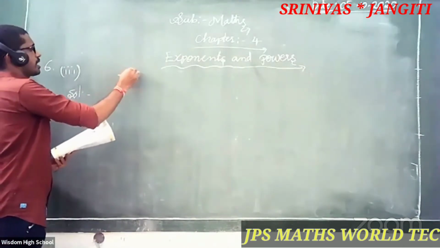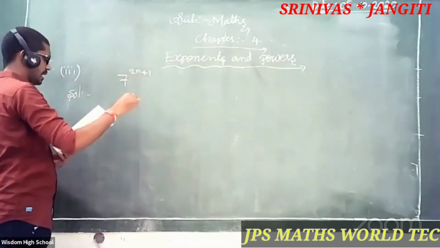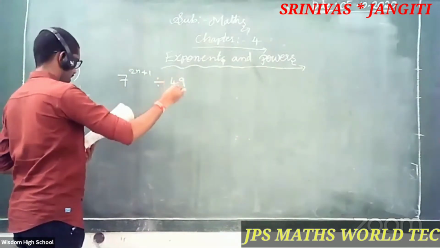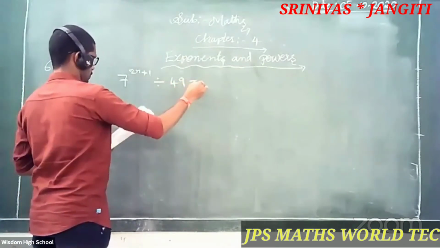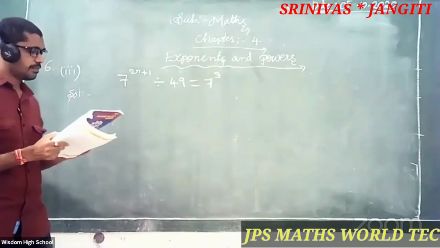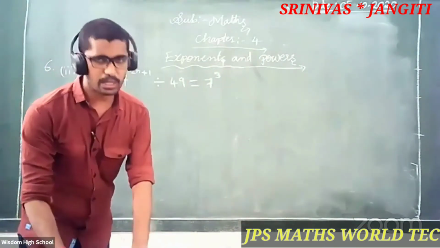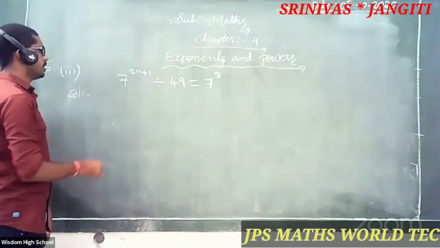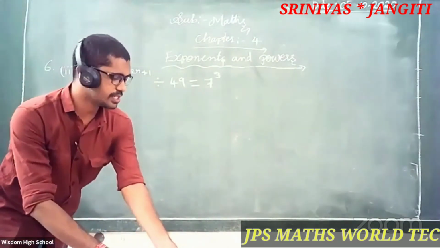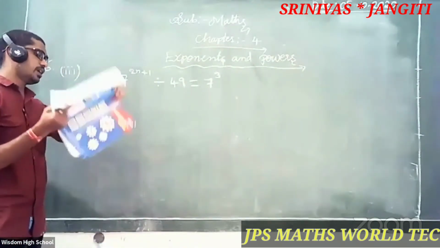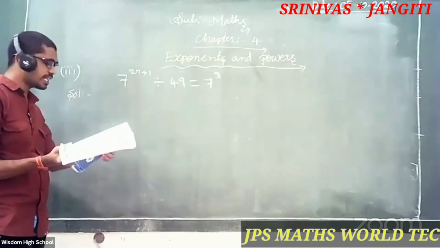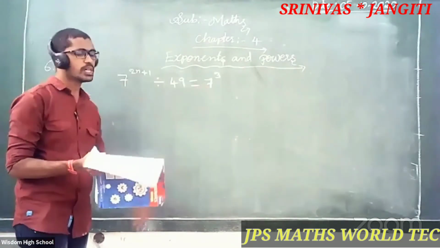7 to the power of 2n plus 1 divided by 49 is equal to 7 cube. Wow, it's a good problem. It's also important, you will know. Then what is the solution here? Everybody observe. This is the third problem. 7 to the power of 2n plus 1 divided by 49 is equal to 7 cube.